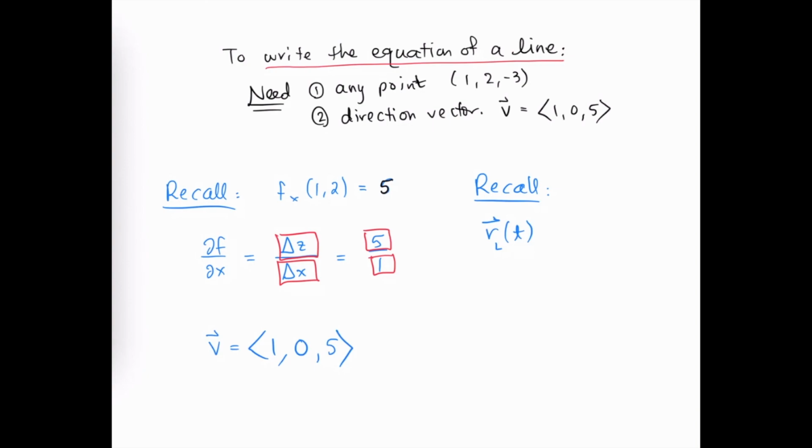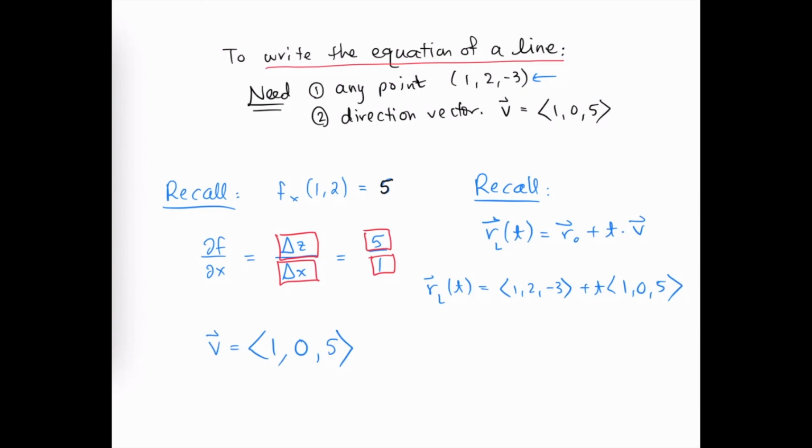So this is the vector function for the line, going to be an initial position vector plus t, the parameter, times a vector in the direction of that line. So we'll say a vector function that represents this line will turn our initial point into a position vector, say 1, 2, negative 3, and then t times the direction vector, which we found to be 1, 0, 5.